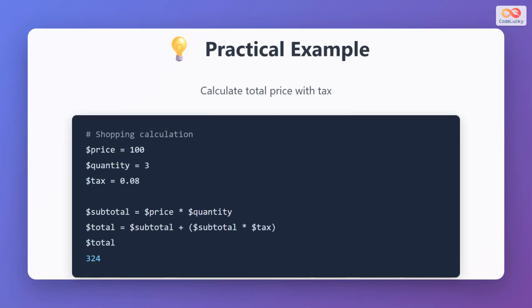Let's put everything together with a practical example, calculating a total price with tax. We start with a $price of 100 and a $quantity of 3. We also define a tax rate of 0.08, which represents 8%.